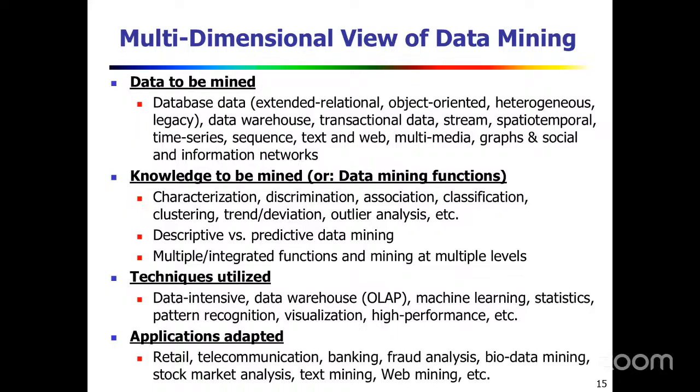Knowledge to be mined, that is, data mining functions. What type of knowledge is to be mined? The knowledge need not be a single one; we can have different types of knowledge. We can say characterization, discrimination, association, classification. Remember that these are the different types of knowledge, or data mining functionalities: characterization, discrimination, association, classification, clustering, trend or deviation analysis, and finally outlier analysis. We'll study these in the upcoming chapters.